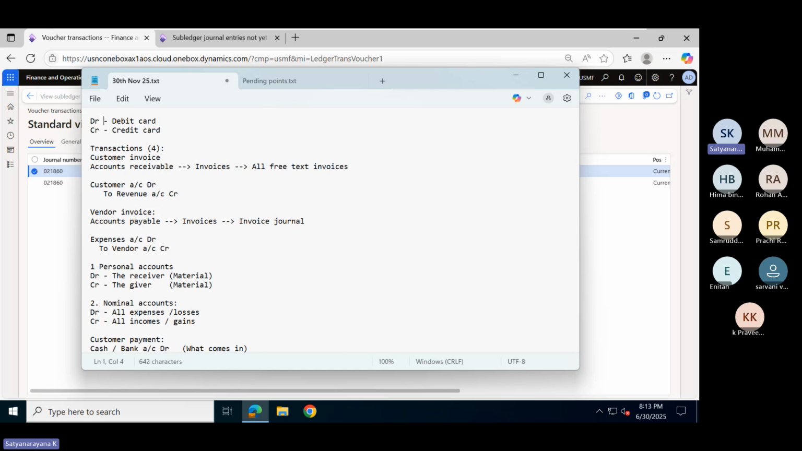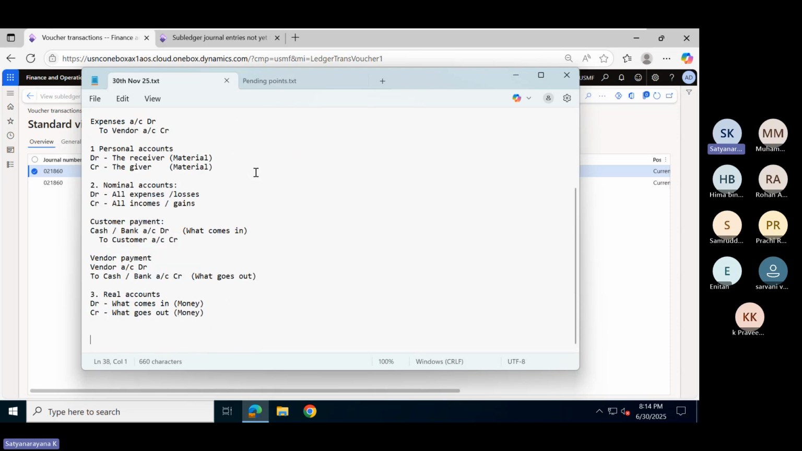Actually, debit means positive. Credit means negative. So how to remember means debit card, credit card. Because if you have more debit cards, then you have more money with you. You are in a healthy position. If you have more credit cards, then you are borrowing a lot from the banks. Then you need to repay those amounts. So it is a credit.